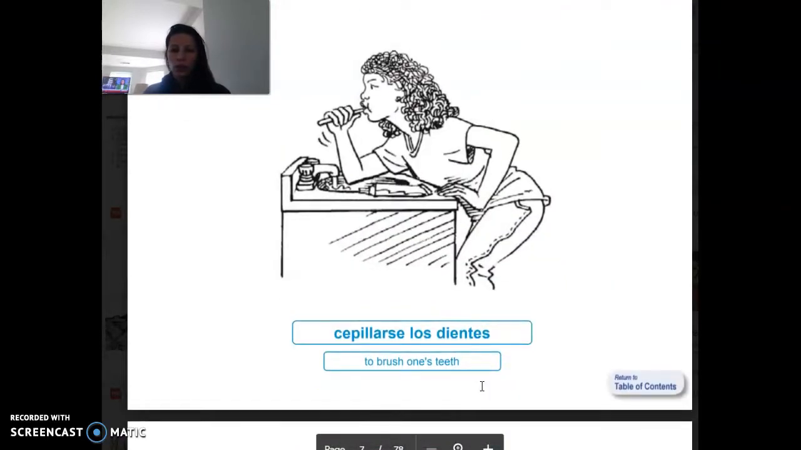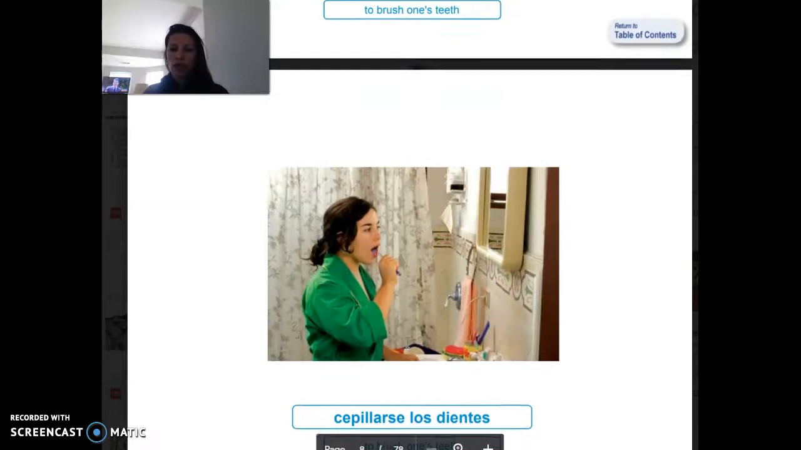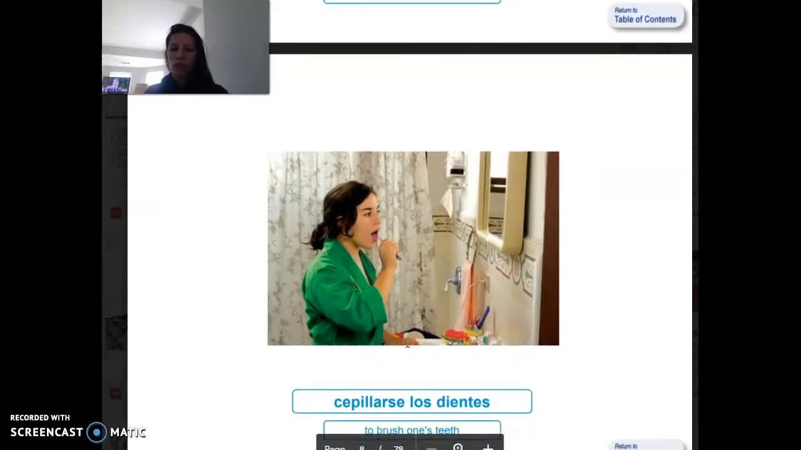Cepillarse los dientes. Cepillarse itself means to brush oneself, and cepillarse los dientes clarifies that you are brushing your teeth, because you could brush your hair, but cepillarse los dientes is to brush your teeth.